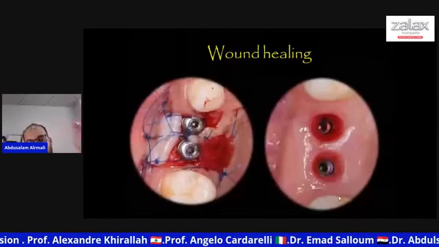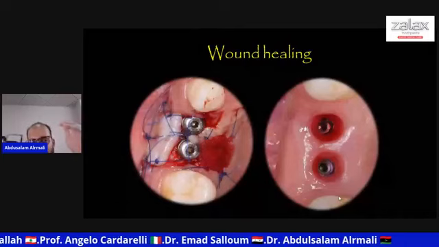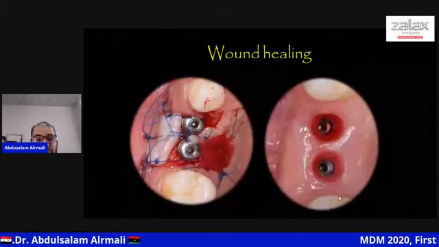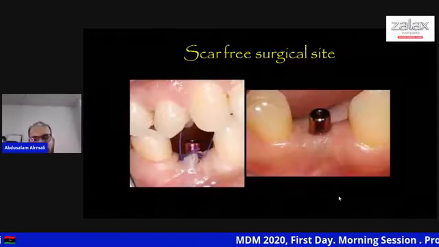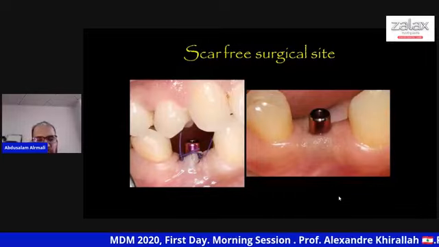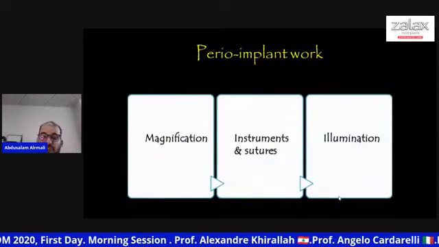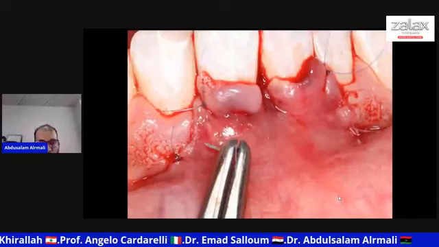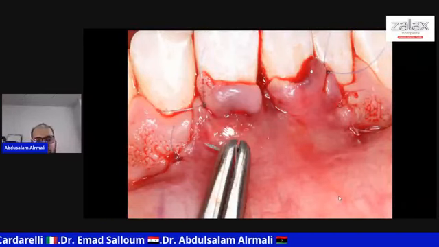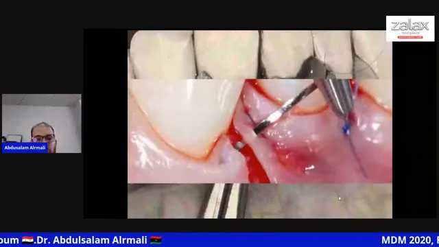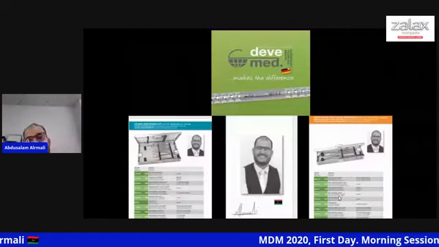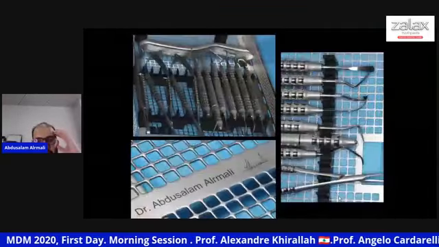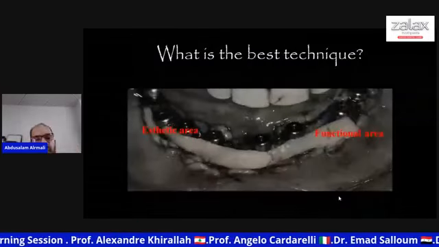So the fourth factor you have to consider is wound healing. When you are doing an apically displaced flap, for example, you have to consider the vascularity and the design of the flap with respect to soft tissue healing. You have to minimize scar formation when doing any type of flap. You have to consider magnification and instrumentation. You need a very fine needle holder, micro needle holder, very fine needle, and very fine suture material, 7-0 or 6-0, to do such a job. I have my own kit with Divomed company, a peri-implant kit and a crown lengthening kit. You can visit the website and see these kits.